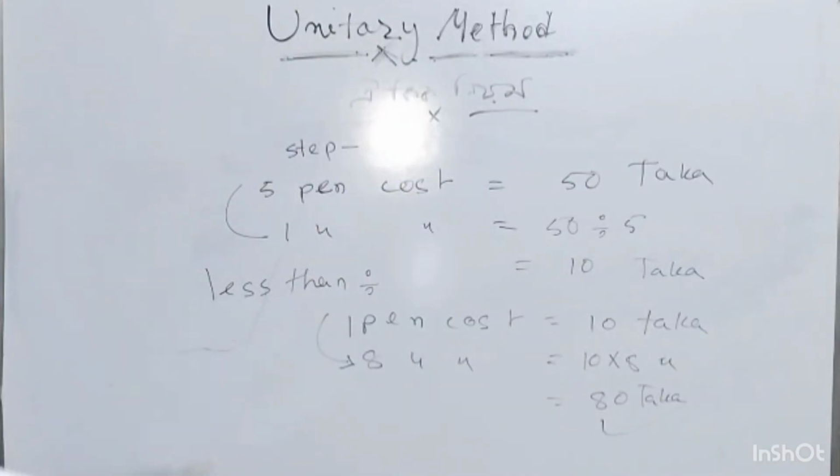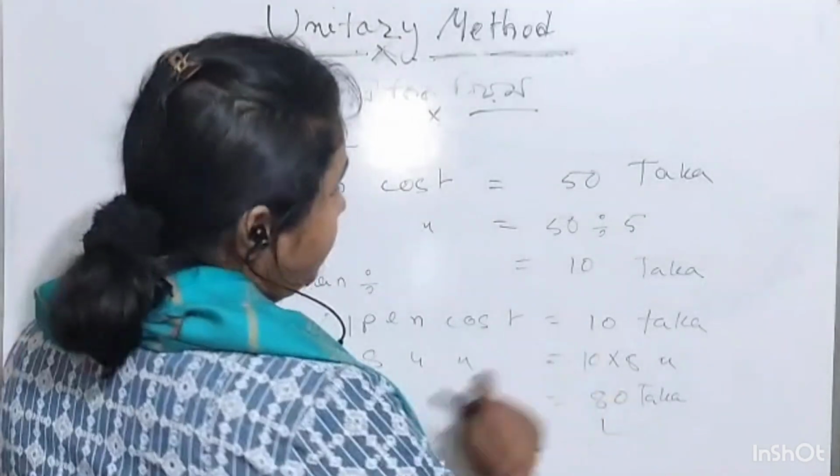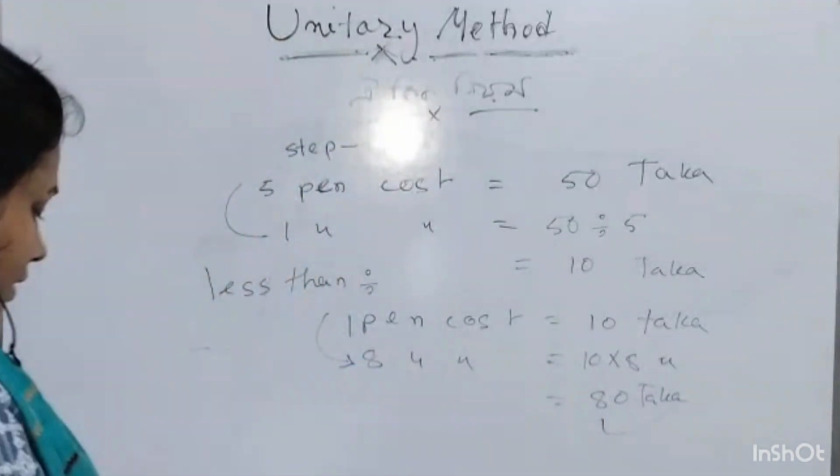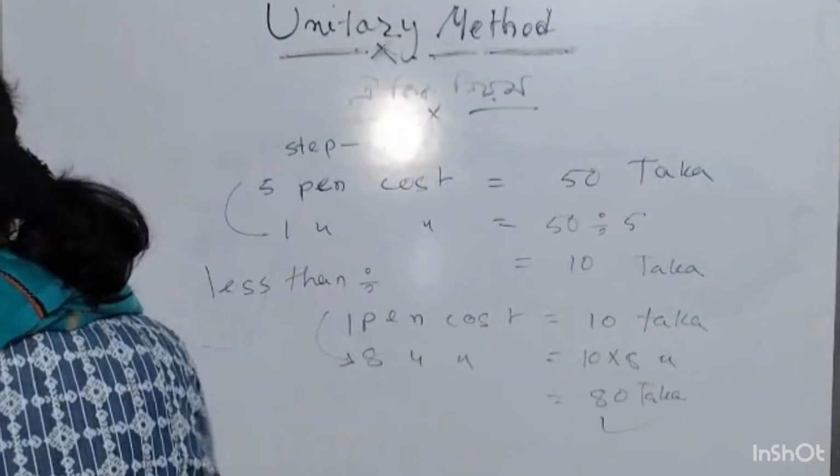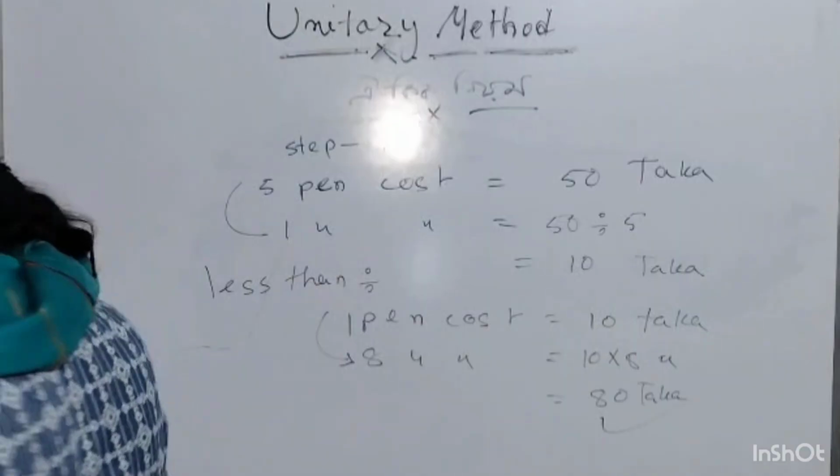Okay. So students, we use the unitary method. First we found the value of one unit. Then we find the value of many units. Okay. So today's class is over.